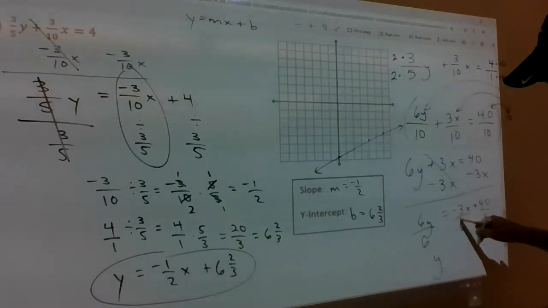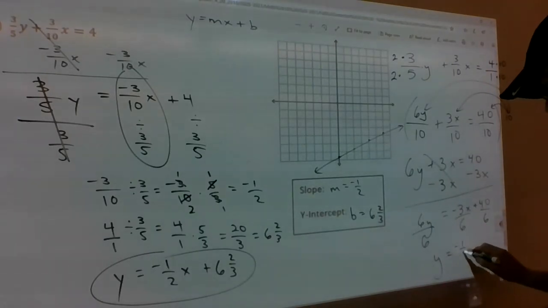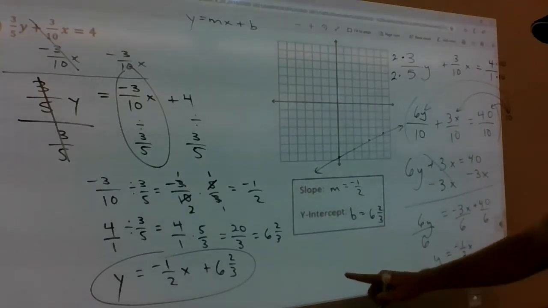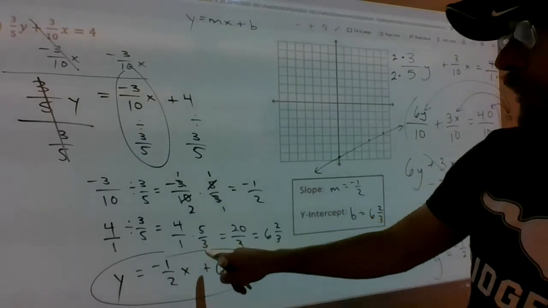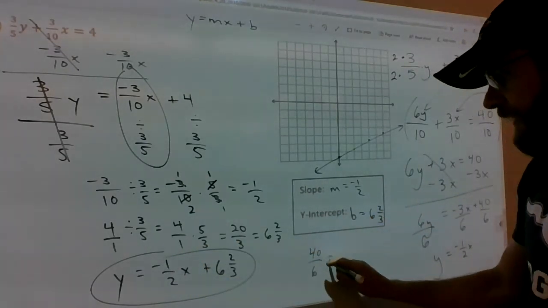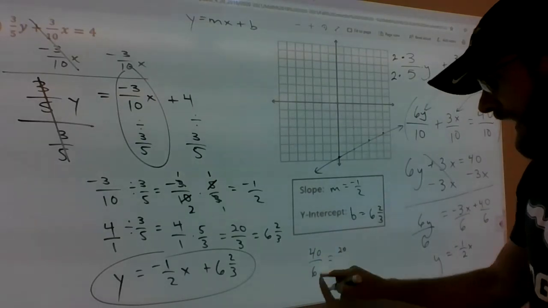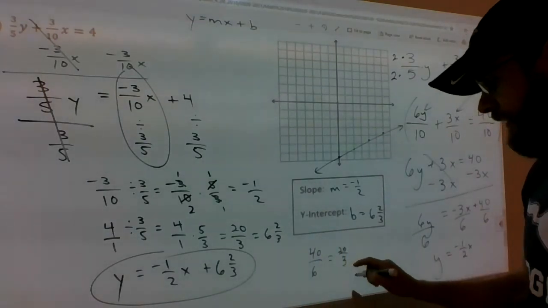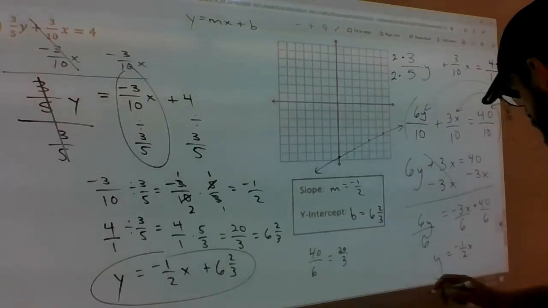Simplifying this fraction, negative 3 over 6 is negative 1/2. And then 40 over 6 we just showed over here. Oh, wait. We didn't show it. 40 over 6. Cut it in half is 20 over 3. 20 thirds is 6 2/3.